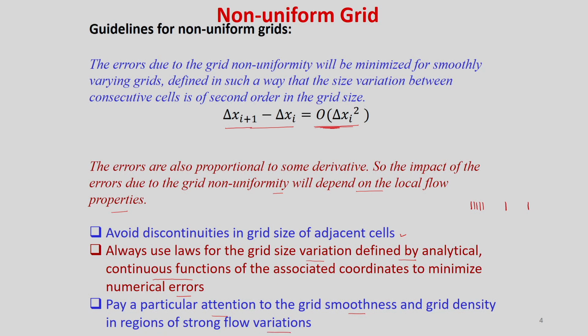So, it may not be only near the solid region that you have very high gradients of the flow, but in some other regions also it may be there due to its flow physics. So, that you have to identify and generate the non-uniform grid accordingly. So, now let us consider one non-uniform grid.